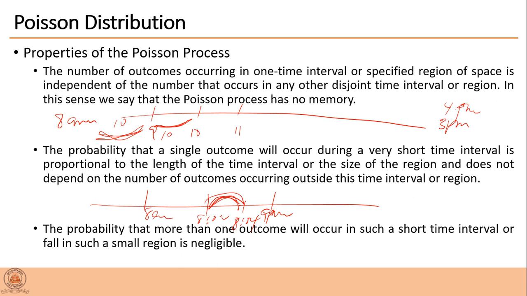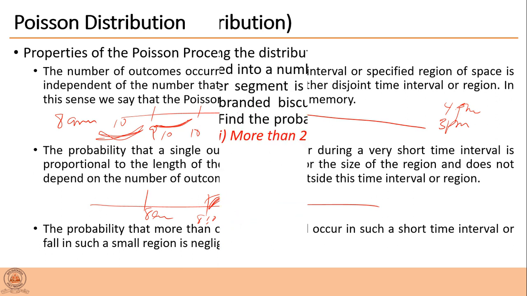The third property is that the probability that more than one outcome will occur in such a short time interval or fall in such a small region is negligible. Yes, I think I've already mentioned that in the second one.